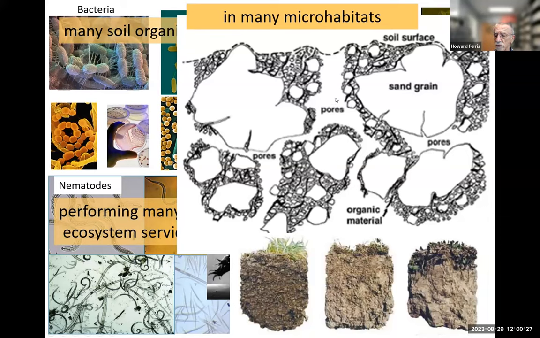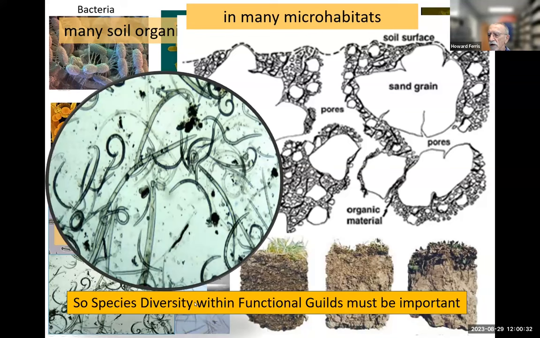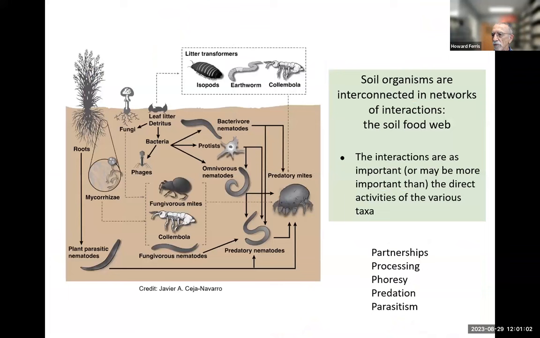For the ecosystem services to be performed, it must be beneficial to have a diversity of species. A diversity of species within functional guilds. In other words, by functional guilds, I mean those nematodes, for example, that feed on bacteria would be considered one functional guild. And if the bacteria are out here in the large pores, they'll be accessible. If they're down here, they'll be less accessible. So smaller nematodes would have greater access to those kinds of things. So diversity must be important.